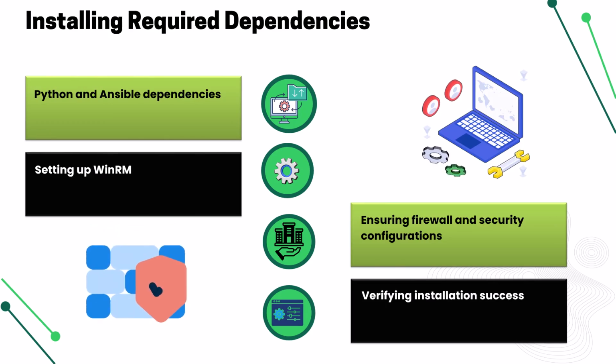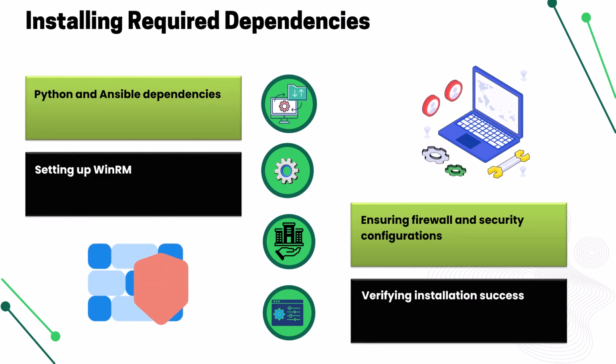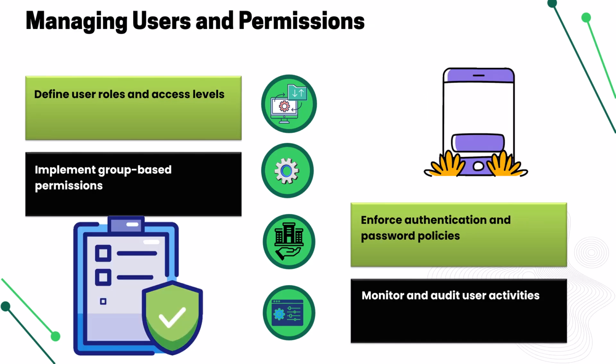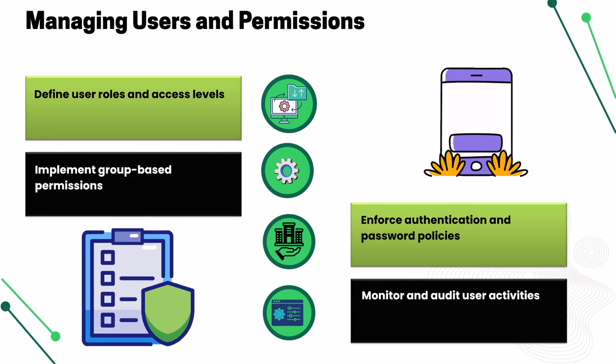Before running Ansible, we need the right ingredients: Python, Ansible dependencies, and WinRM configuration. Think of it like baking. Get the right mix and voila, automation magic. We'll also tweak firewall settings and verify the installation. No recipe fails here.